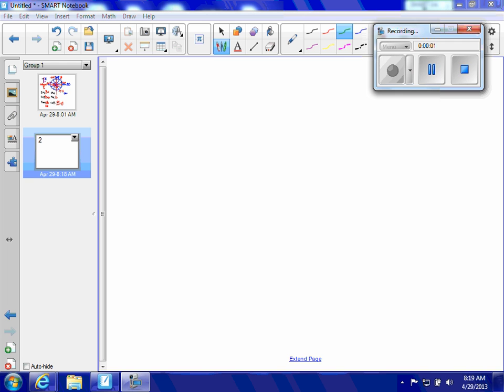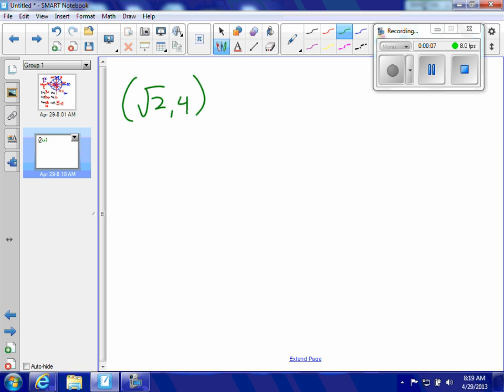So I'm given a point. I'm given the point radical 2 comma 4. And that is on the terminal side of angle theta in standard position. And I have to give you the 6 trigonometric functions of this angle. So I'm going to draw a picture.